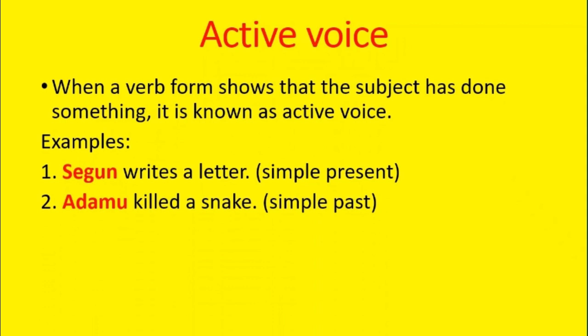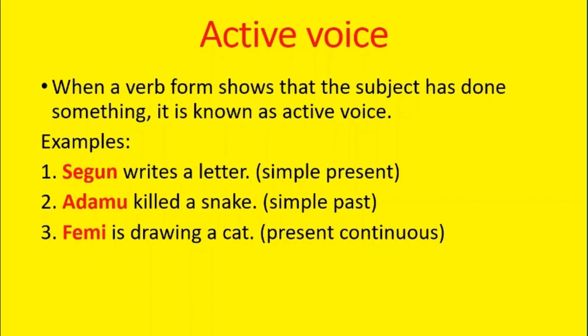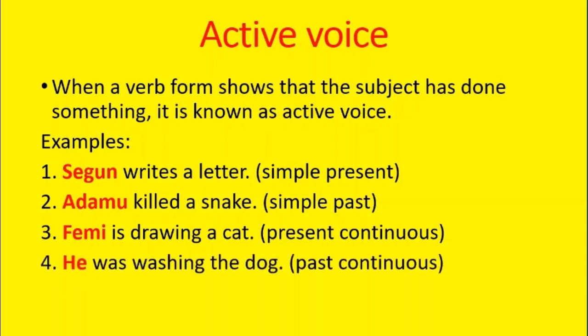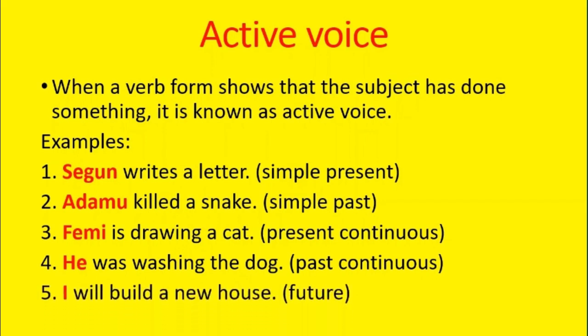Simple past tense. Femi is drawing a cat. Present continuous. Femi is busy doing something. He was washing the dog. Past continuous tense. He was doing something. I will build a new house as future tense. I will do something. So these examples show active voice, they show activeness.